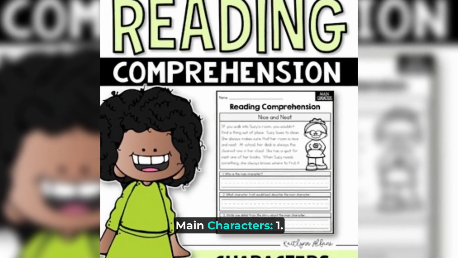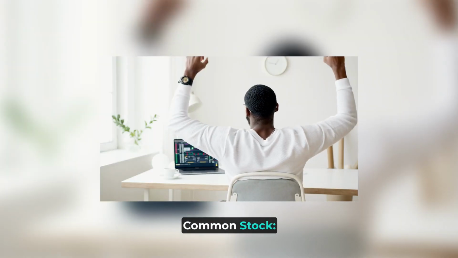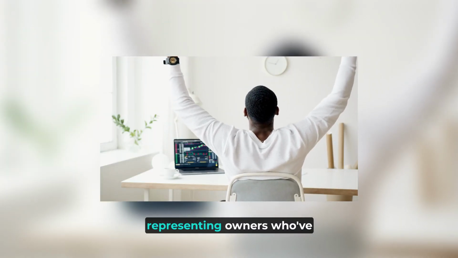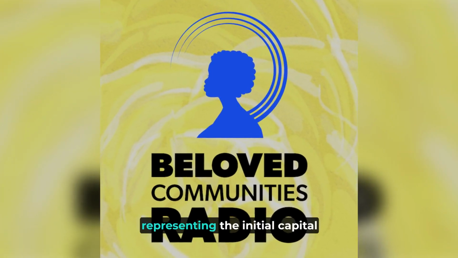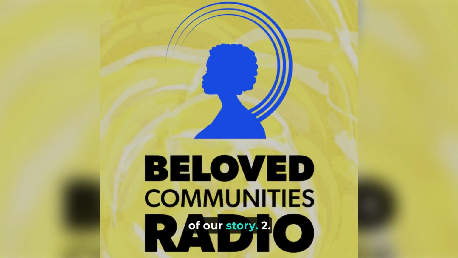Main characters. 1. Common stock. The steady protagonist, representing owners who've purchased shares. Always on the front line, representing the initial capital of our story.